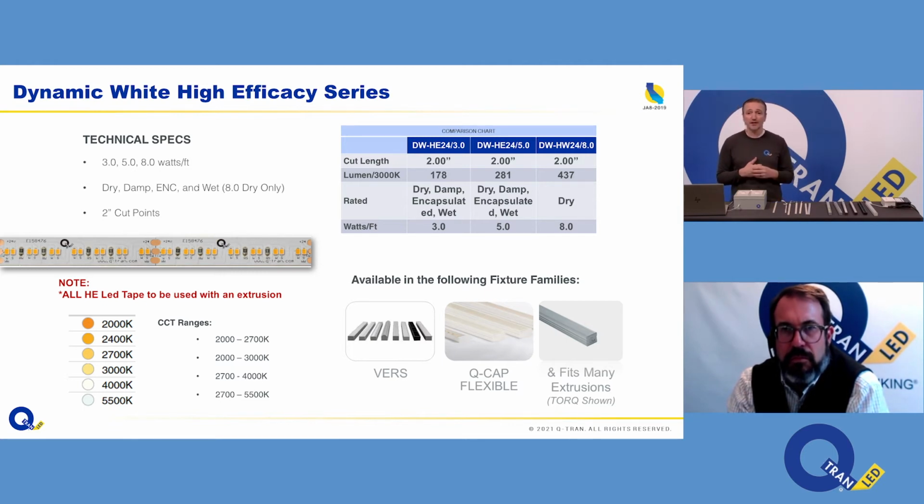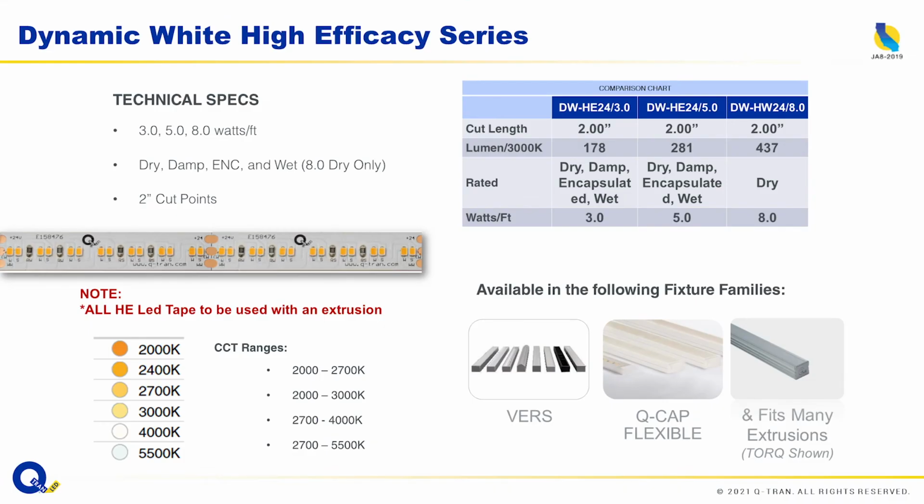And again, very critical: you have to use the extrusion on the 8 watt a foot. You have to look at the specs to see what extrusions are fitting, and the same thing goes for the 5 and the 3. One of the other things to take from this is the 2-inch cut points, because that's very critical when you're doing your design. So just make sure that you understand that as well.